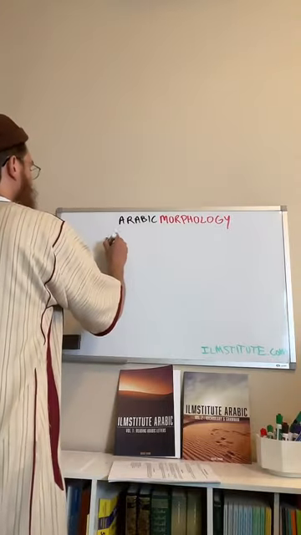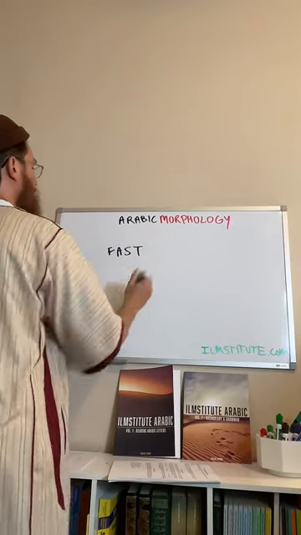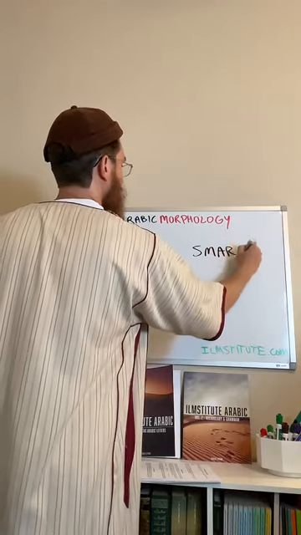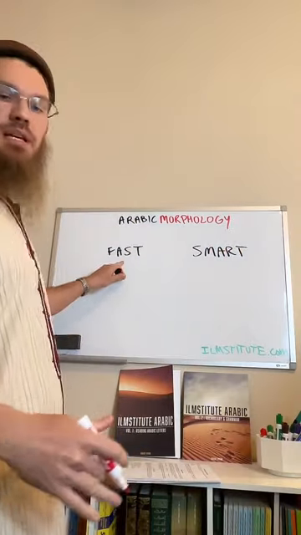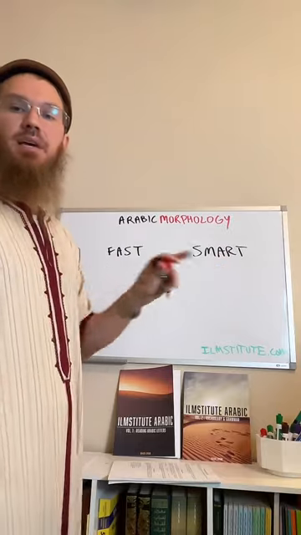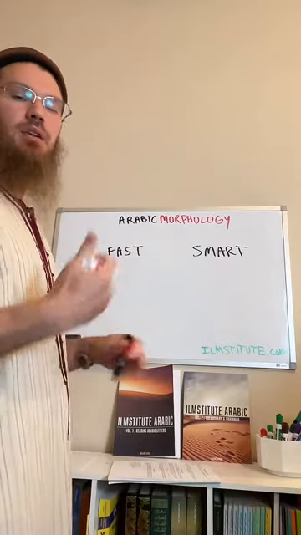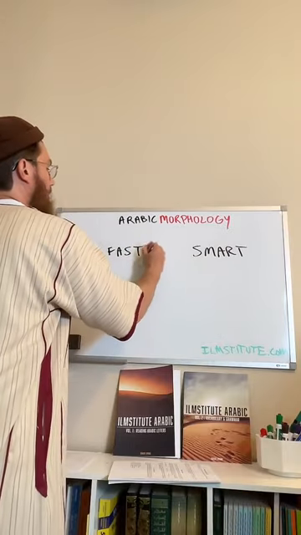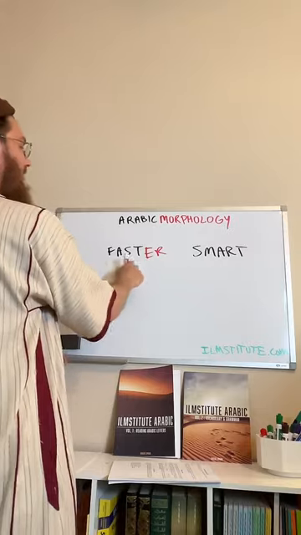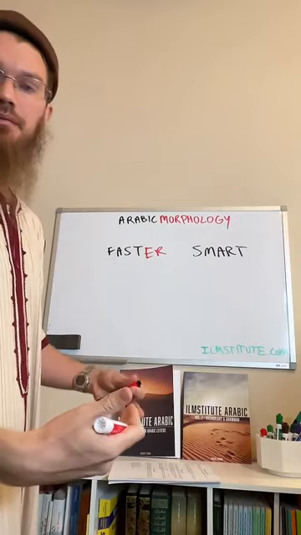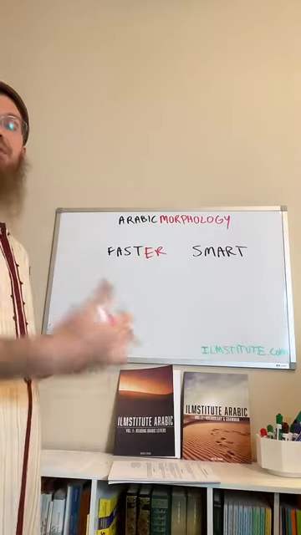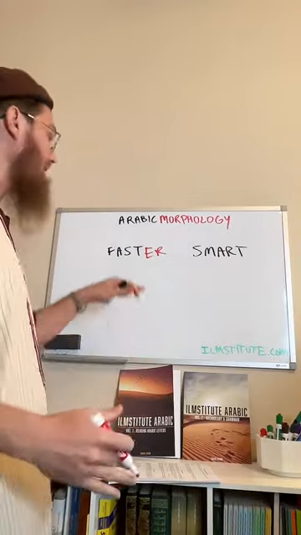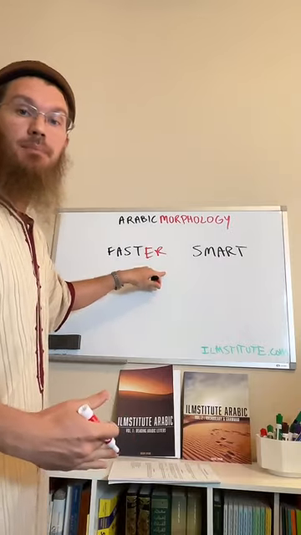We'll take the word fast, and we'll take the word smart. Now we understand what fast means, we understand what smart means. Now we can morph these words by making a little addition and change the meaning a little bit. So if I write ER to the end of fast, we get faster, which means what? It's like a comparative adjective. Somebody is faster than someone else, right? There's a difference between being fast and being faster.